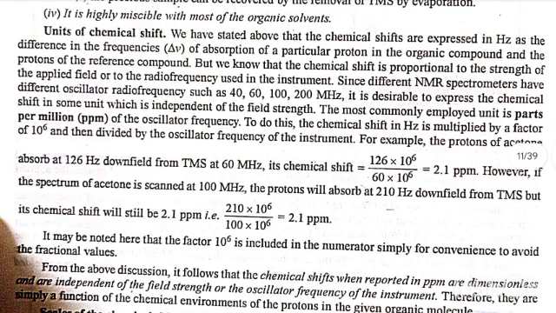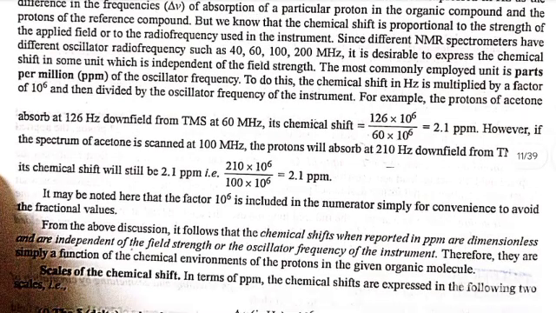Units of chemical shift. We have stated above that chemical shifts are expressed in Hz as the difference in the frequencies of absorption of a particular proton in the organic compound and the protons of the reference compound. But the chemical shift is proportional to the strength of the oscillator radio frequency, such as 40, 60, 100, 200 megahertz. It is desirable to express the chemical shift in some unit which is independent of the field strength. The most commonly applied unit is parts per million of the oscillator frequency.